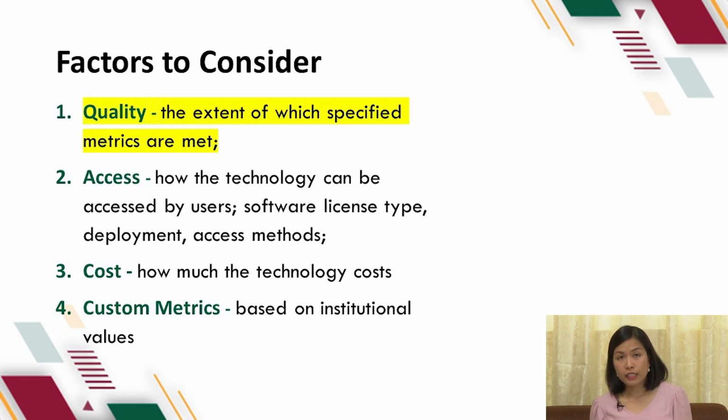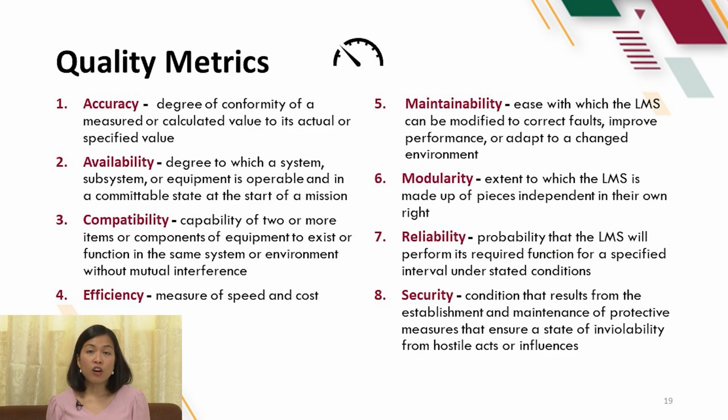Talking about quality, this is based on the institution's requirements, and metrics are set and evaluated to see the level of quality. These are some quality metrics. Accuracy is the degree of conformity of a measured or calculated value to its actual specified value. Availability is the degree to which a system or subsystem or equipment is operable and in a committable state at the start of the mission.